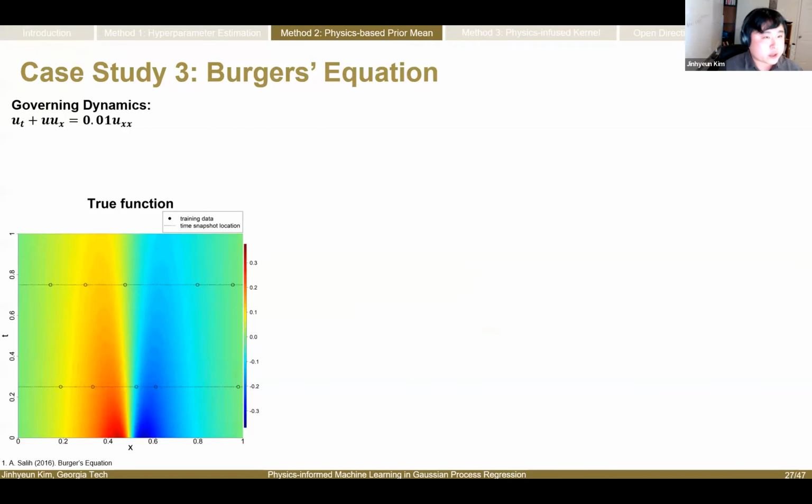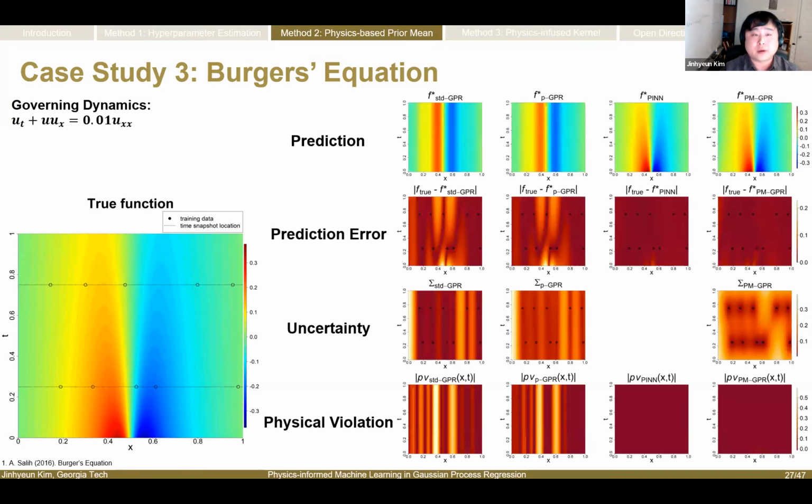Next, we investigate the Burgers' equation. We use the initial conditions specified in paper 1, from Raissi, and generate a training data set at 2 test time locations, at t equals 0.25 and t equals 0.75. Using the governing dynamics with this sparse training data set, we make a prediction, and show the prediction error, uncertainty, and physical violation. In this case, for better visualization of the physical violation, we use the absolute value.